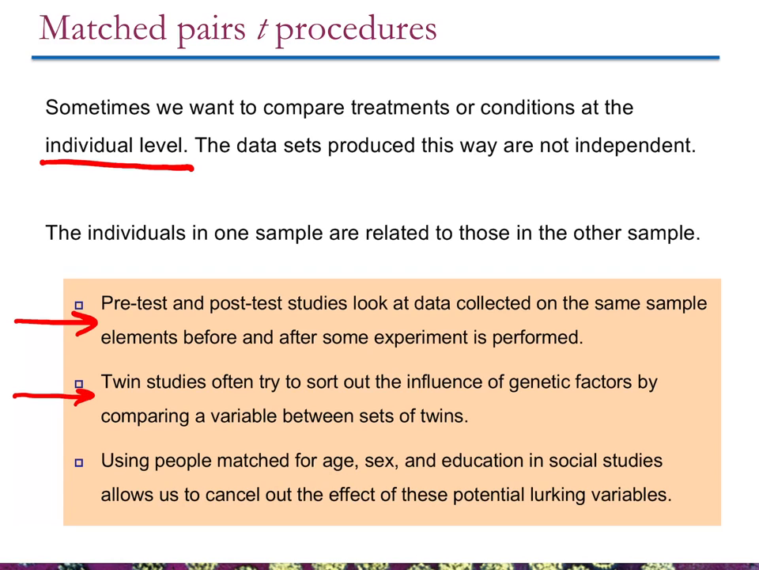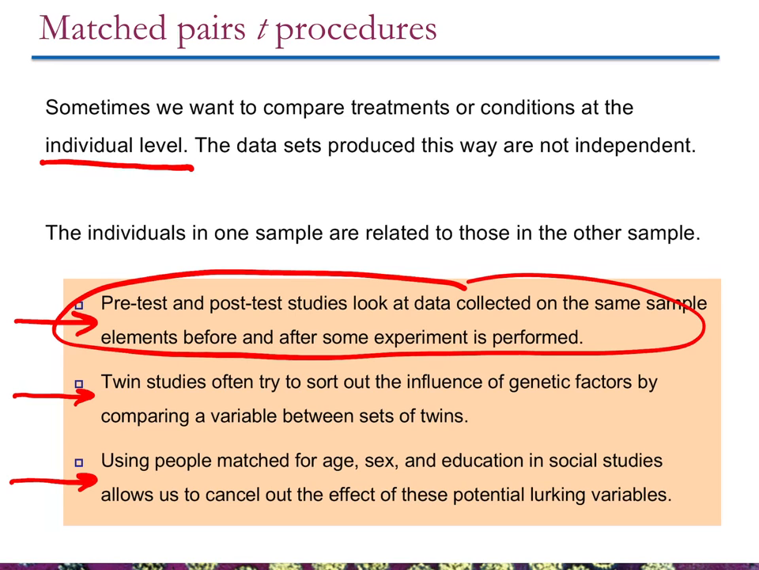You can do this with twin studies, for example, genetic twins, right, to try and figure out the influence of some genetic factor. Everything else is the same because those two twins are essentially genetic clones of each other. So that's one way to do this. This is a way to sort of try and eliminate variables, right, or variation. You can also use people that are matched for age, sex, education, and social status. This is very commonly done in the social sciences, and allows for canceling out the effect of potential lurking variables. But in terms of understanding matched pairs, probably the best way to think about it is in terms of this first example here. Okay.